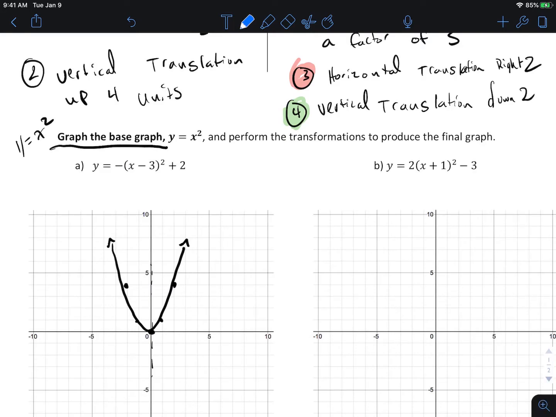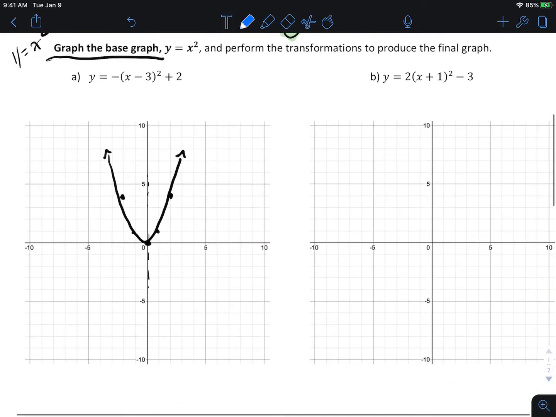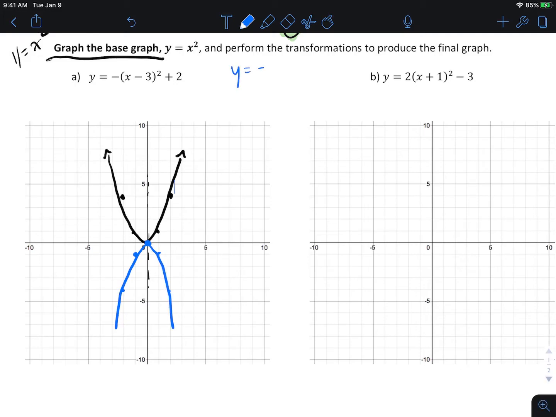The negative out front. So I'm going to reflect all these points in the x-axis. But I can't reflect 0 because 0 is on 0. 1 goes to negative 1, and positive 4 goes to negative 4. Right? So there's y equals negative x squared. Okay. Then I keep a running legend just to keep myself straight, right?